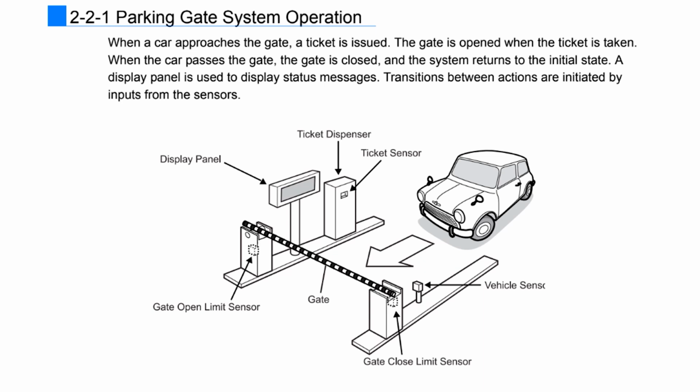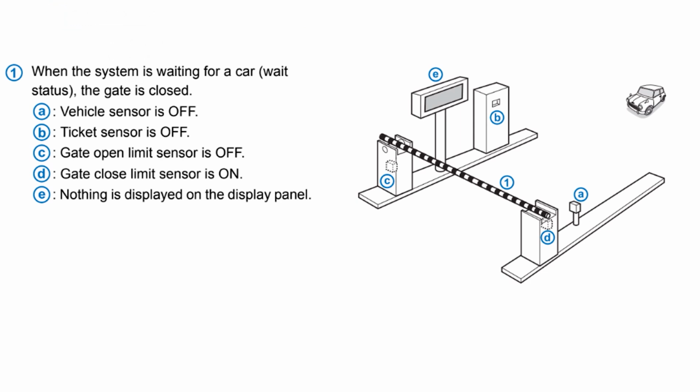I found this example in an Omron manual. I will put the link of it into the description. So here is the parking house entrance. We have a vehicle sensor, a ticket sensor and the closed and open gate sensors. Our actuators are the gate opener and closer motor, a ticket printer and the display.